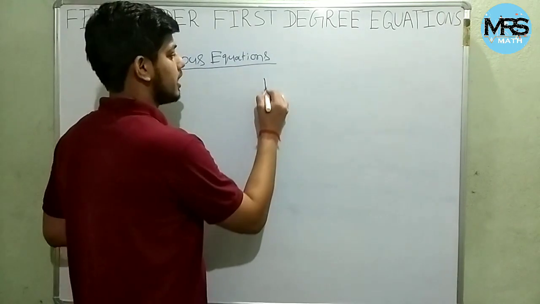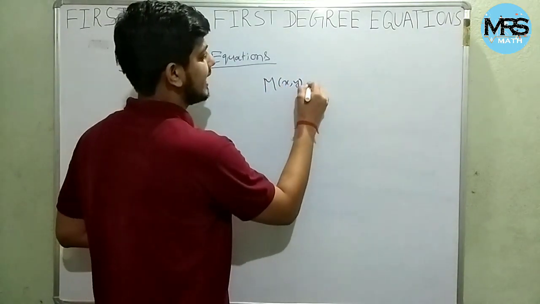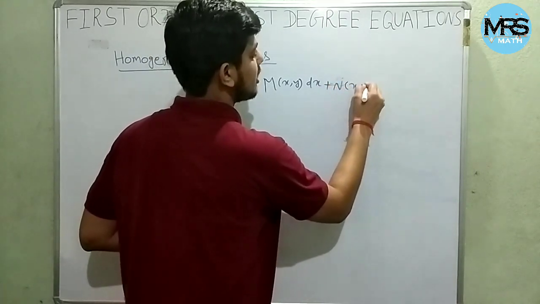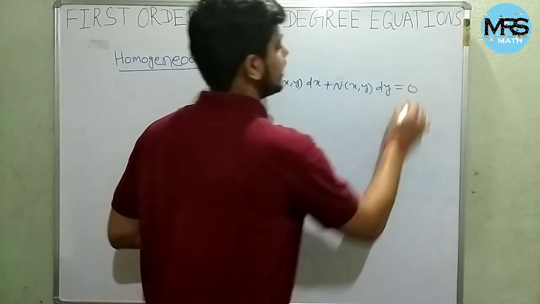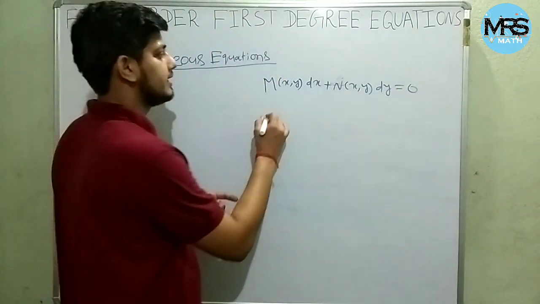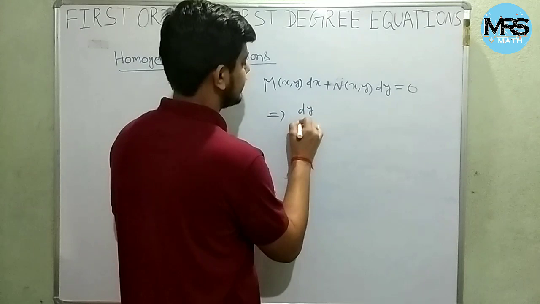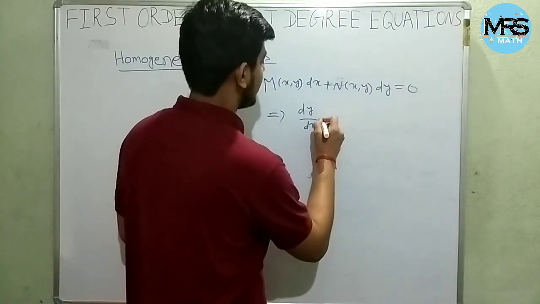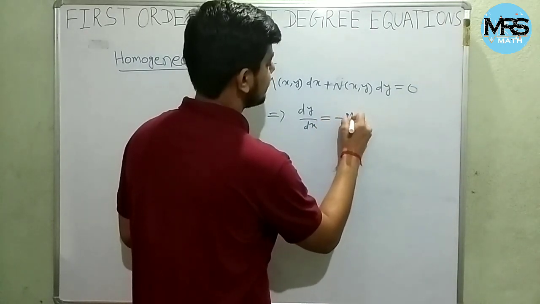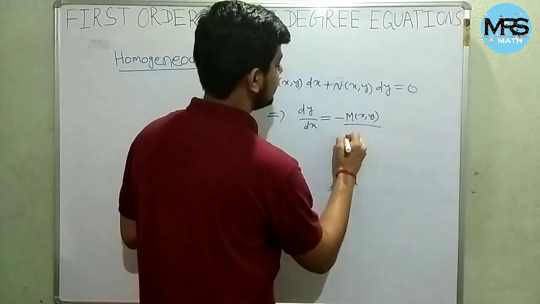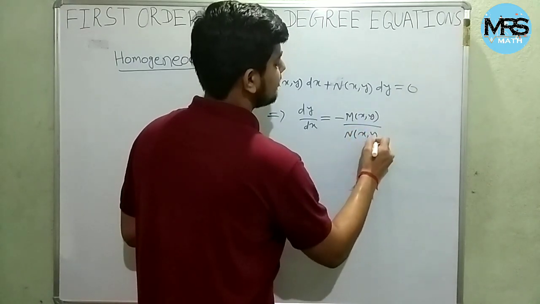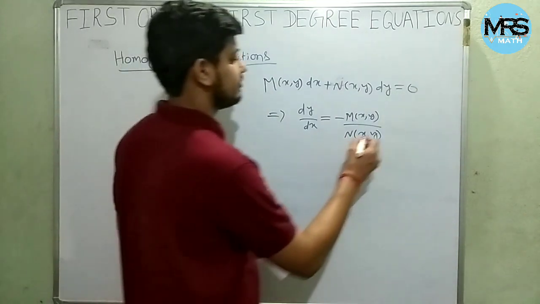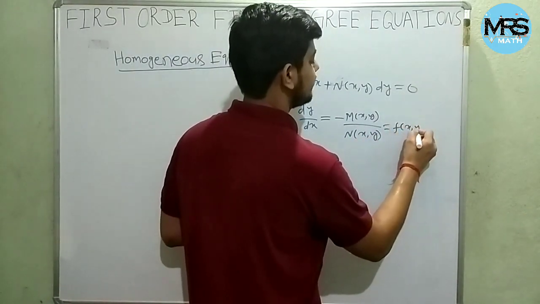So this M(x,y) dx plus N(x,y) dy equal to 0, this we can write as, take to that side, what you will get, dy by dx equal to minus of M(x,y) over N(x,y), this way you will get, and if this one you will take some function f of x,y.